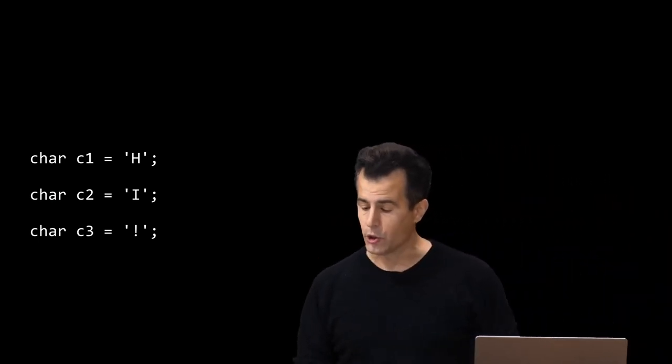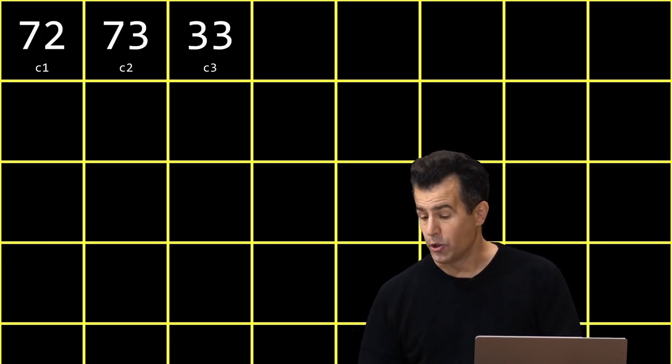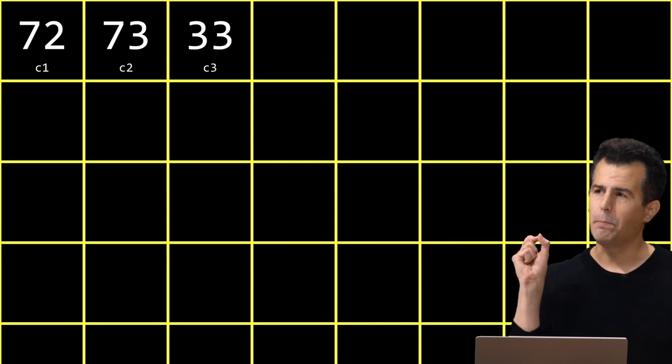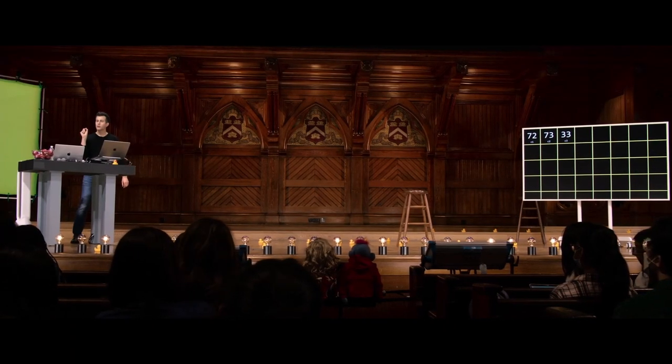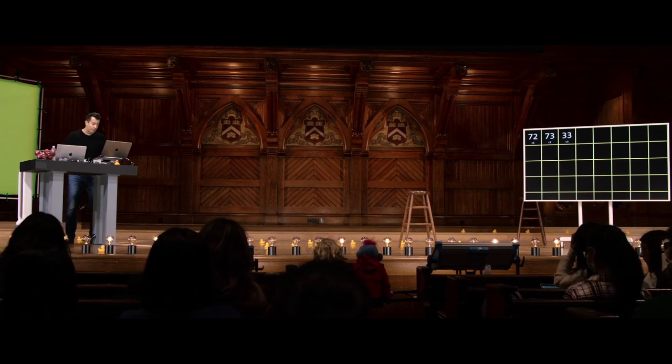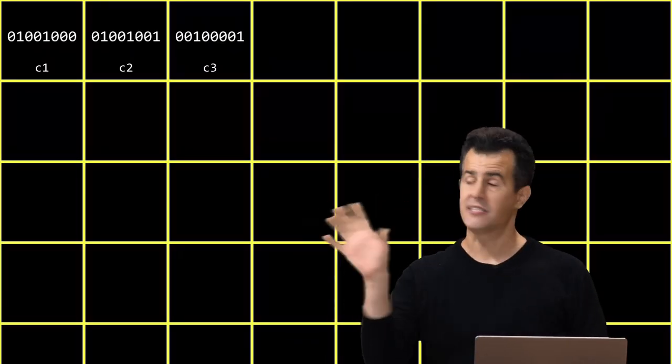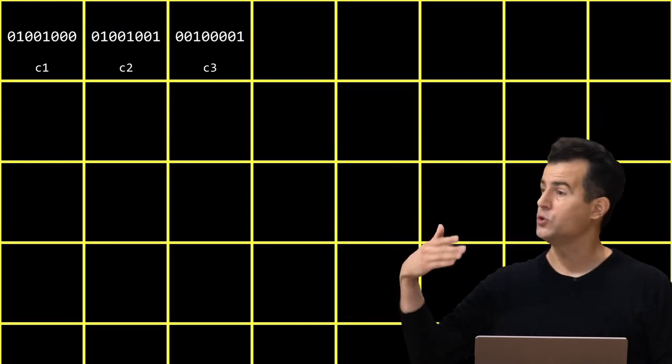What does this look like in the computer's memory? Well, it looks a little something like this. If we clear out the old memory, C1, C2, C3 probably will end up here. Maybe not literally in the top left-hand corner. This is just an artist's rendition. But C1, C2, C3 will probably end up like that. Now, what's really there? It's really those same three numbers, 72, 73, 33. But how many bits does a byte have? Just 8. So if we were to look at the binary representation of these characters, it would only be 8 bits each. That's enough to store small numbers like 72, 73, 33.